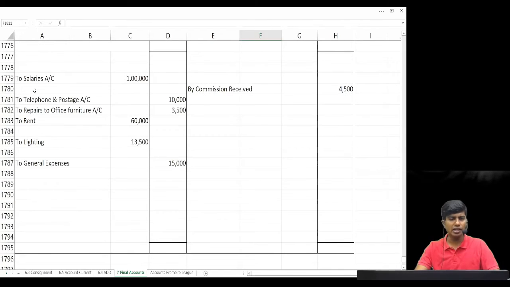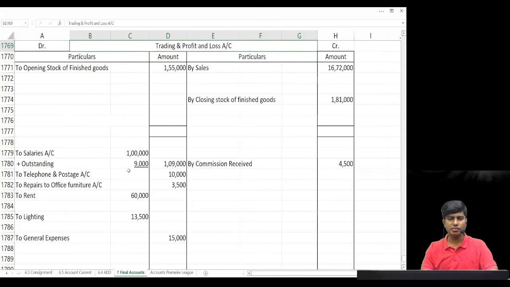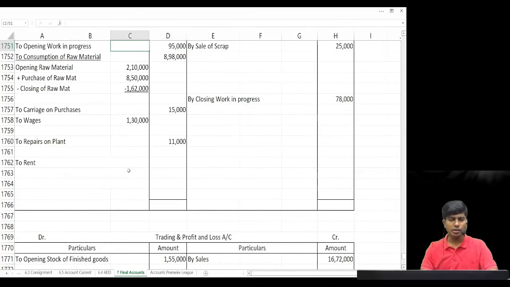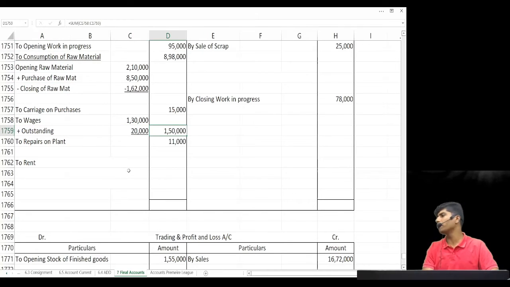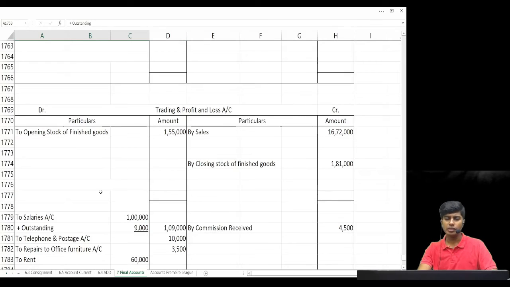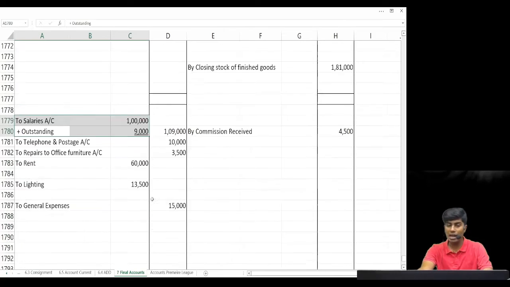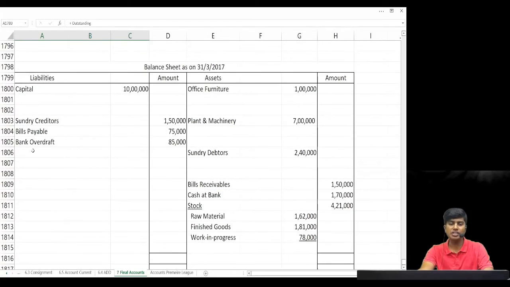In our P&L, I'll write here, add outstanding 9,000. It will become 1,09,000. And in wages, here I have written in the manufacturing account wages 1,30,000. I'll write here plus outstanding 20,000, it will become 1,50,000. 20,000 wages outstanding, 9,000 salaries outstanding. Together how much? 29,000. Balance sheet liability side, I'll write outstanding salaries 9, outstanding wages 20.